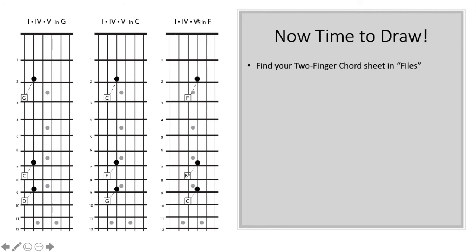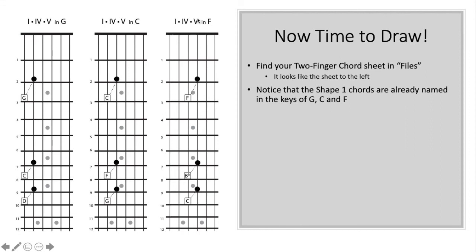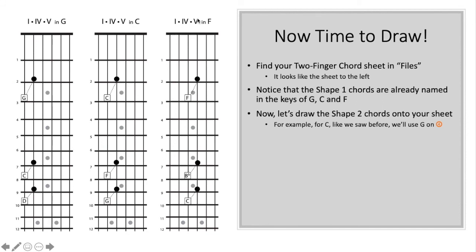All right, now it's time for you to draw and work on these chords on your own. Find your 2-finger chord sheet in Files, and it looks like the sheet you see there to your left. Notice that the shape 1 chords are already named in the keys of G, C, and F. So let's draw the shape 2 chords onto your sheet. For example, for C, like we saw before, we'll use the G on the 4th string. Circle the G, then draw a dotted line to C to show shape 2.